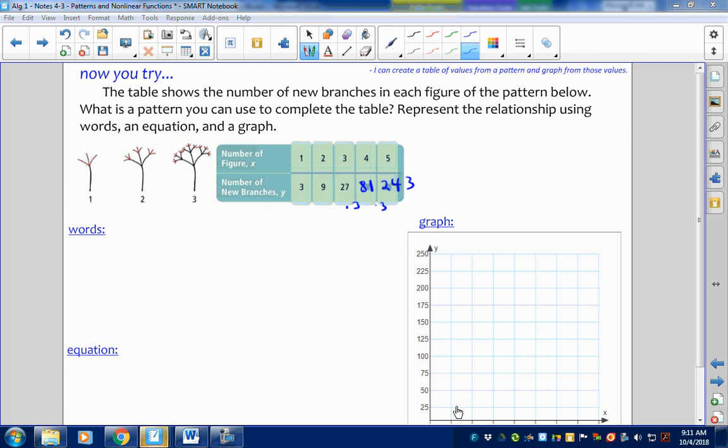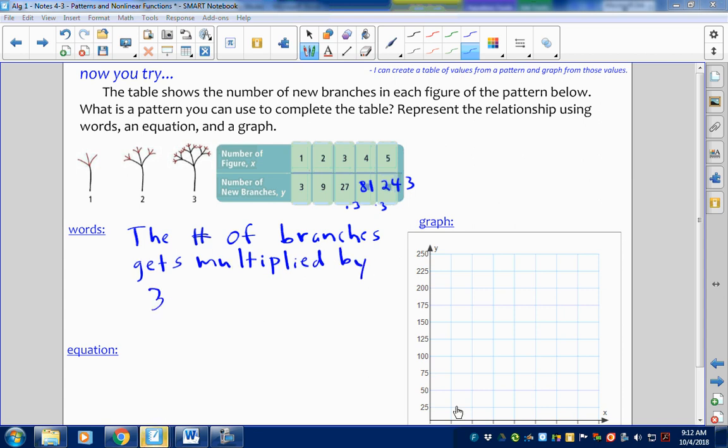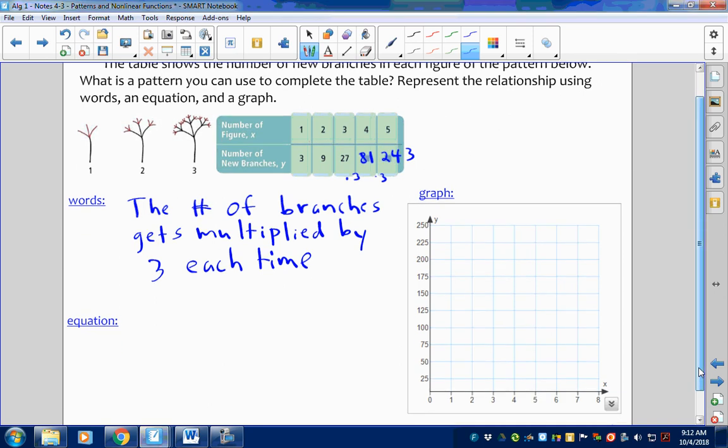The previous term, or we could say the number of branches, gets multiplied, or triples, by 3 each time. So instead of having a common difference, or adding 3 each time, it's getting multiplied by 3 each time. So the question is, what is the equation for something like that? This is called an exponential equation.